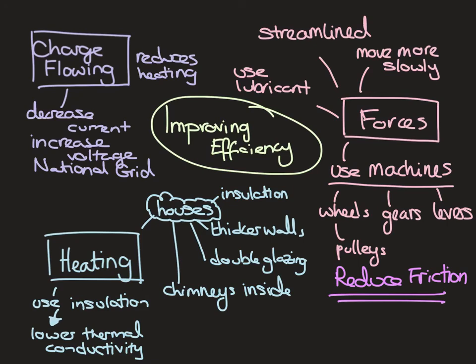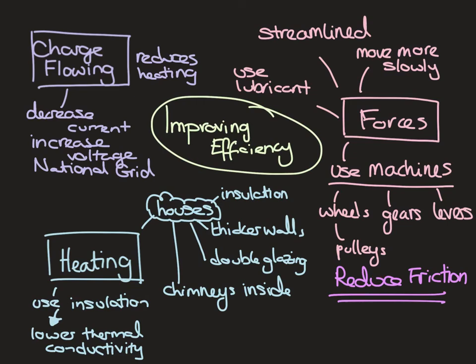Now, in terms of using machines to make energy transfers via forces more efficient, we are, again, still looking at reducing friction, but we're going to do it by things like this. We're going to use wheels, okay? They're going to reduce friction, make things more efficient. We're going to use gears to transfer forces. We're going to use levers, and we're going to use pulleys. All of these things feature in most of the machines that we're using in everyday life to transfer energy mechanically via forces, and they're all based on this idea of reducing friction.